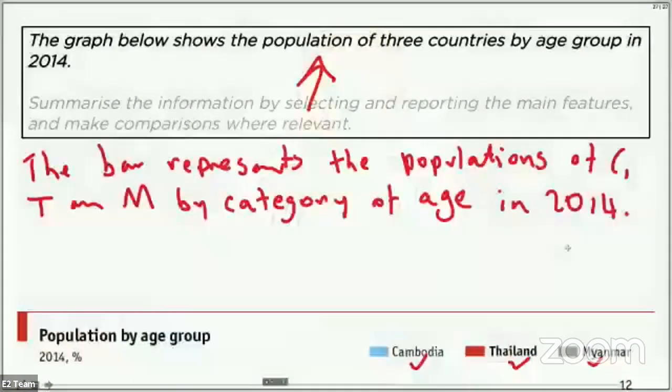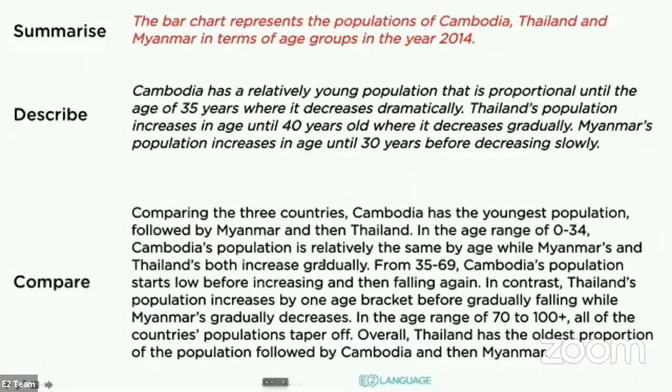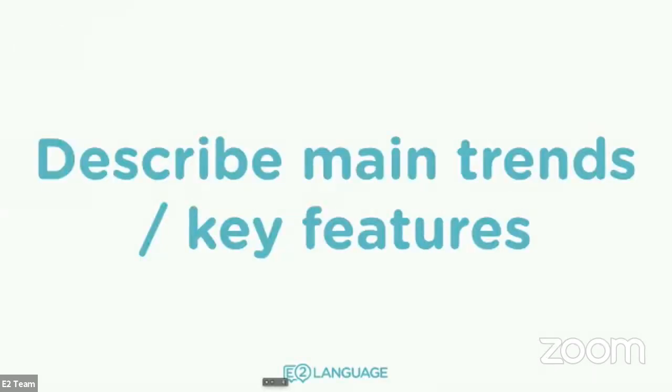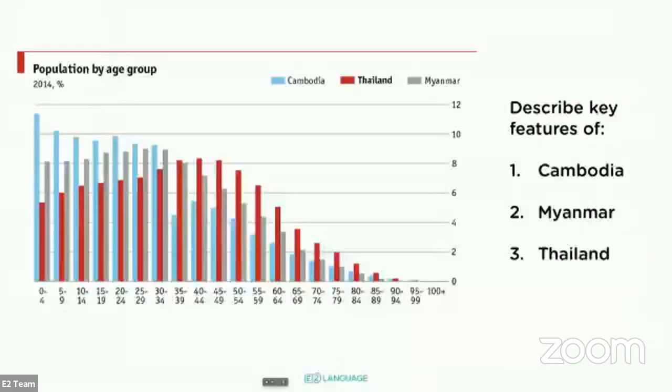Cool. All right, good one. So let's see what my actual sentence said. I said the bar chart represents the populations of Cambodia, Thailand, and Myanmar in terms of age groups in the year 2014. Fine. Now we're going to move to this part here and we're going to describe main trends or key features. Okay. I'm going to skip that.